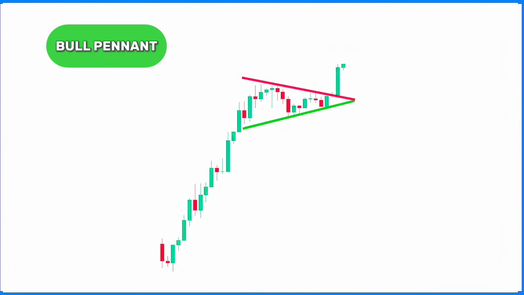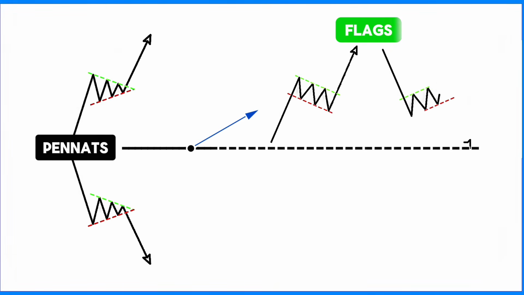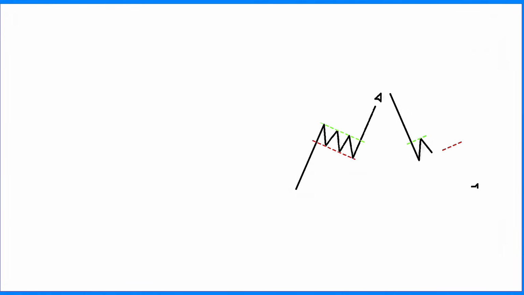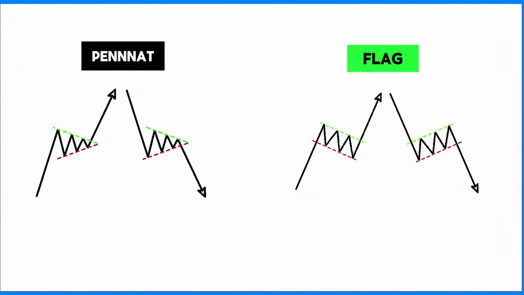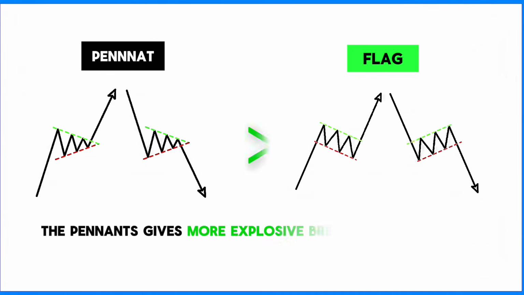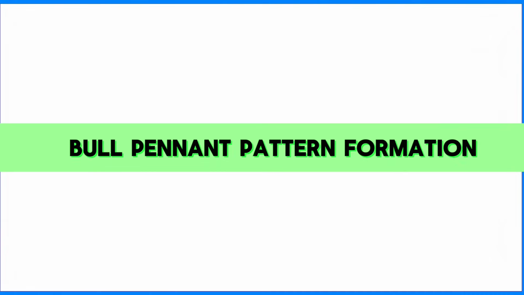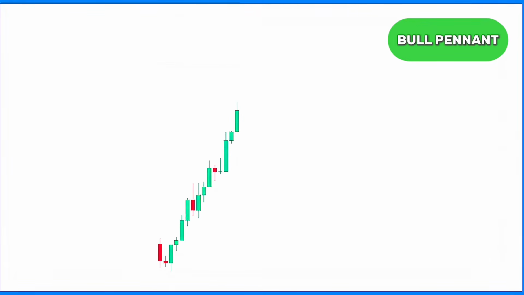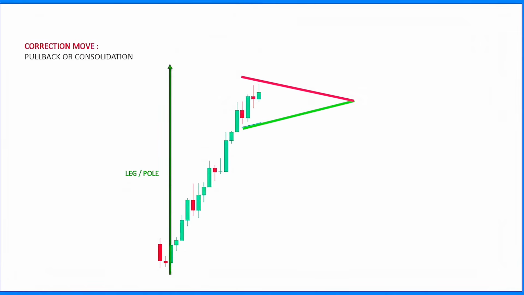Pennants are a powerful category of chart patterns. They look very similar to flag patterns and symmetrical triangles in how they form and break out. But if a flag and a pennant were brothers, the pennant would definitely be the more aggressive one. A bull pennant forms after a strong impulse move. This creates the pole of the pattern. Then comes a short correction or pullback, which forms a small triangular consolidation. This consolidation is the pennant itself.